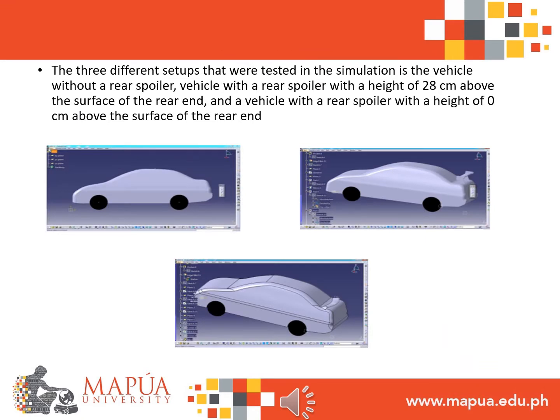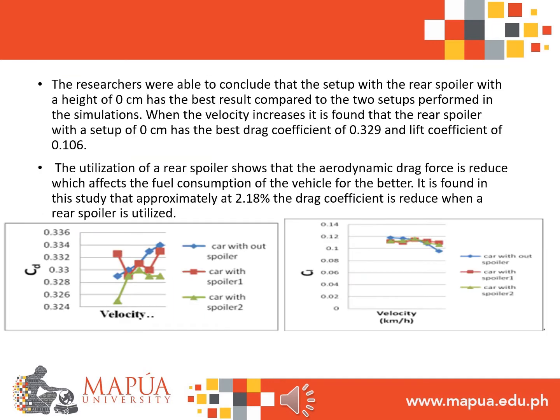The three different setups that were tested in the simulation are the vehicle without a rear spoiler, a vehicle with a rear spoiler with a height of 28 cm above the surface of the rear end, and a vehicle with a rear spoiler with a height of 0 cm above the surface of the rear end. The researchers were able to conclude that the setup with the rear spoiler with a height of 0 cm has the best result compared to the two setups performed in the simulations.